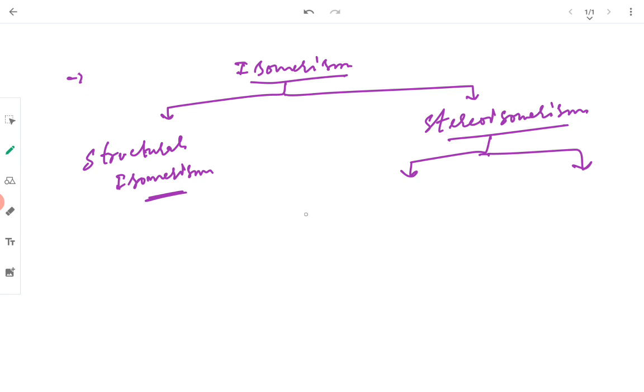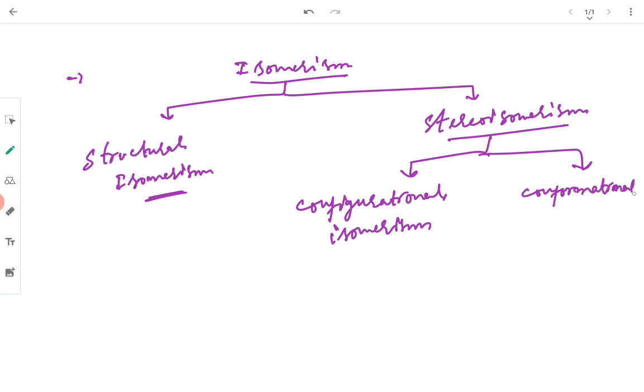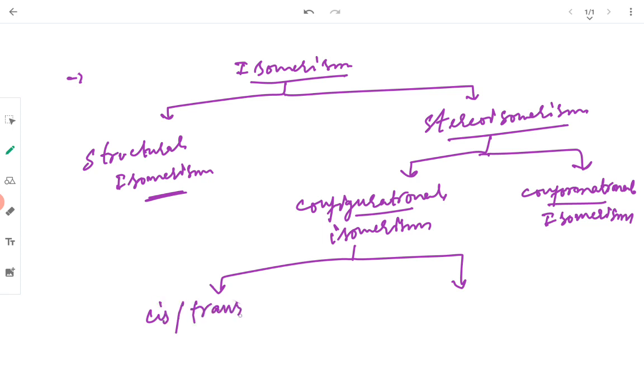Stereoisomerism can be divided into two types. One is known as configurational isomerism, and another is known as conformational isomerism. I will define these two terms, configuration and conformation. This configurational isomerism can be divided further into different types. It can be divided into cis-trans isomerism, as I have given you examples, or it's also called geometrical isomerism, and another type is known as optical isomerism.